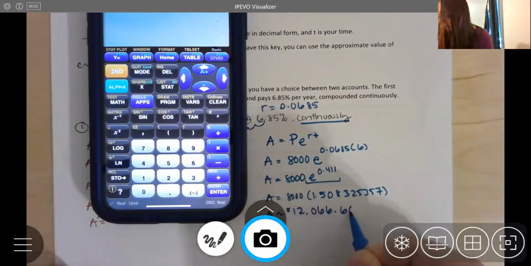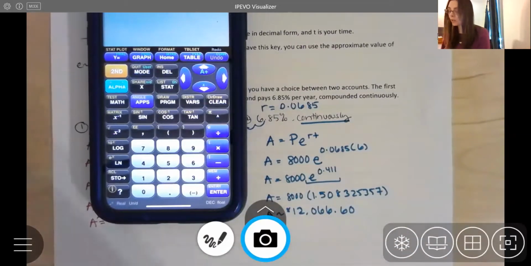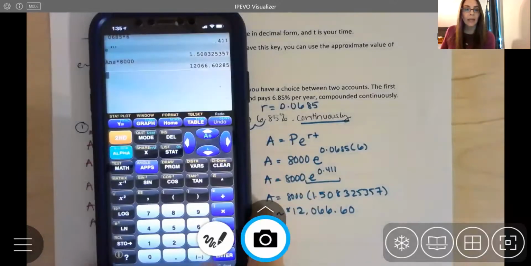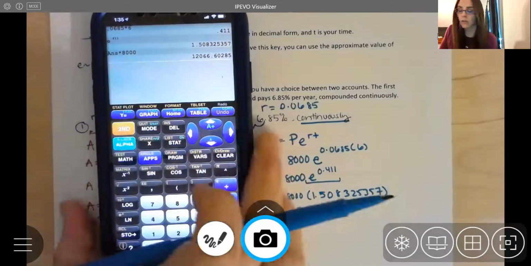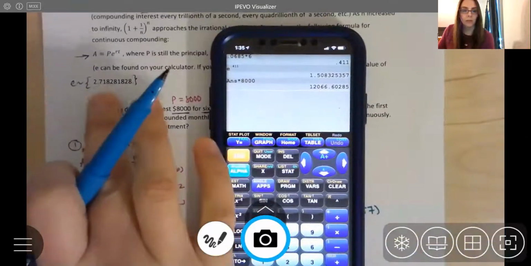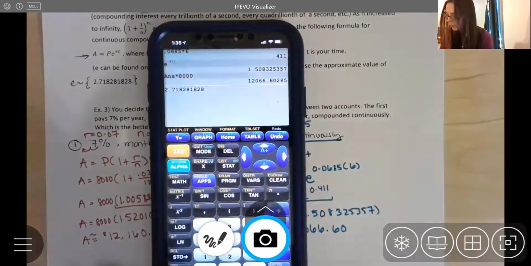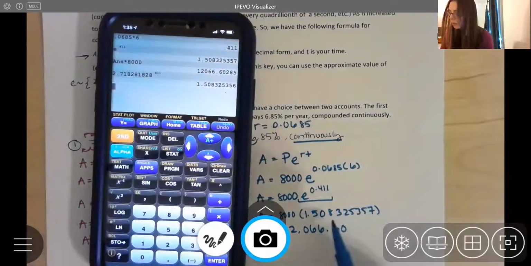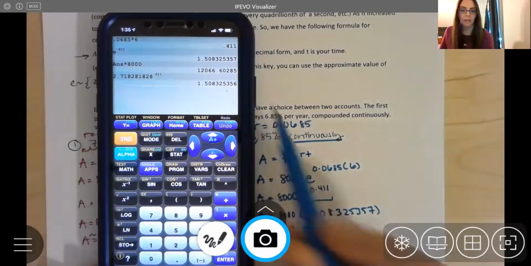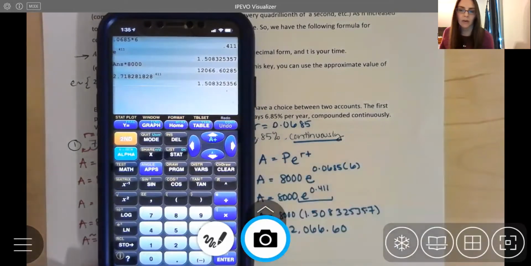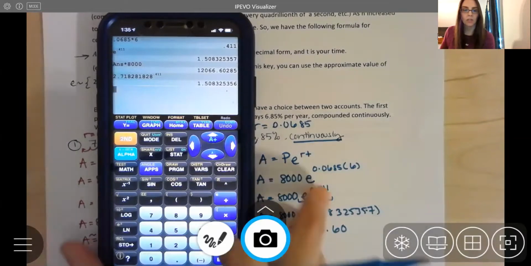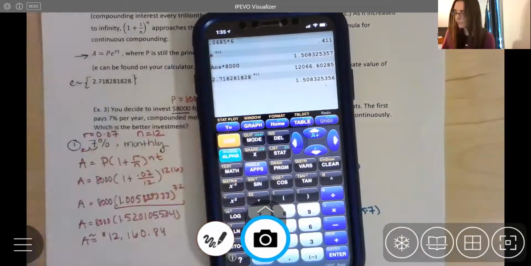So rounding to 2 decimal places, about $12,066.60. Now, if you don't have an E on your calculator, that's okay. Just go back up here and use this value here. So you would do 2.718281828 and raise that to that 0.411. So you can do it more manually and you'll get almost the same answer. So you maybe have some slight rounding error at the end here, but it's going to be very close. So if you don't have the E key, that's okay. Just use this value here anytime you see it.